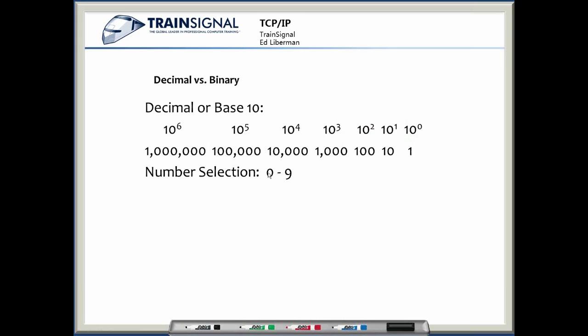The number selection that we can do in each of these columns is anywhere from 0 to 9. Why is this? Well, because it's what's called base 10, or the decimal numbering system. If it's base 10, it means there can be 10 choices in each column: 0, 1, 2, 3, 4, 5, 6, 7, 8, 9.